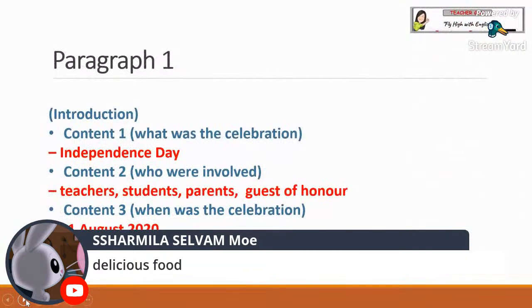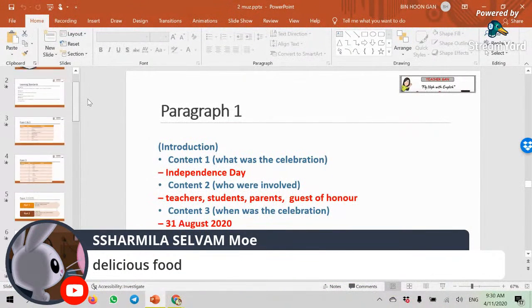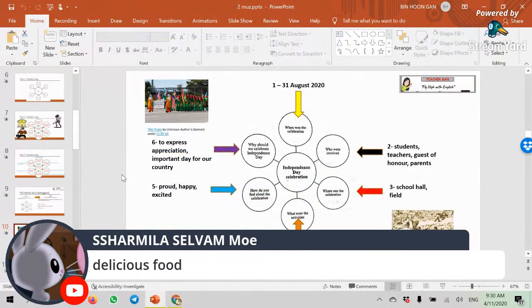Okay, let's look at paragraph 1. For paragraph 1, we are going to use content 1. Let's go through this again so that you can recall. This is a question. Remember, we're going to use when, who, and where. And then in paragraph 2, you can write what. So this is the sequence. When was the celebration? Who were involved? Where was the celebration? What were the activities? How do you feel about the celebration? Why should we celebrate Independence Day?